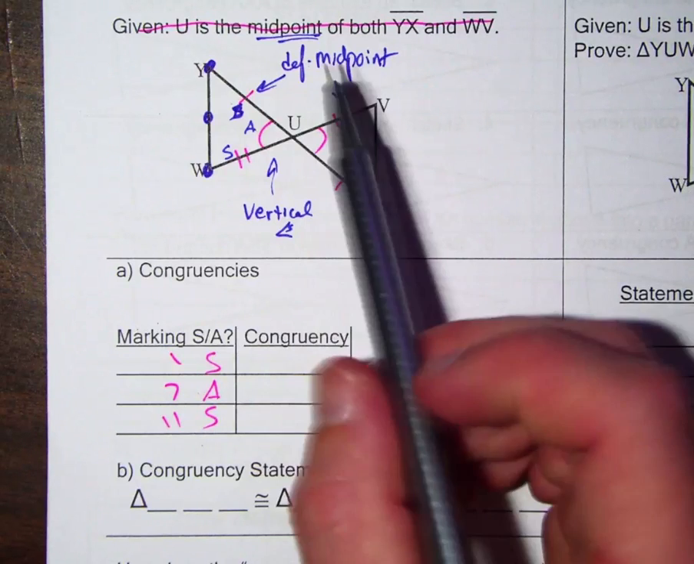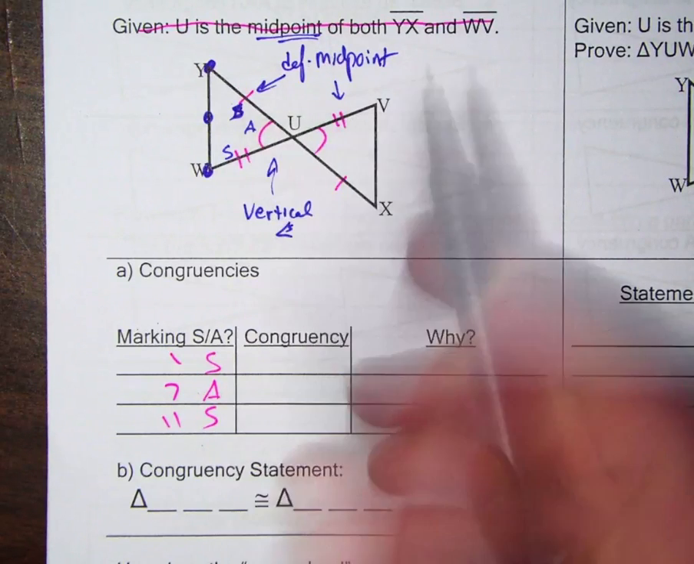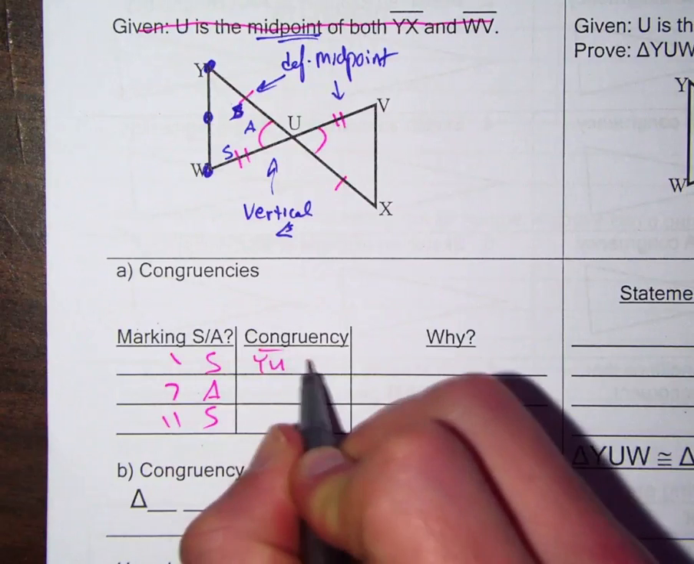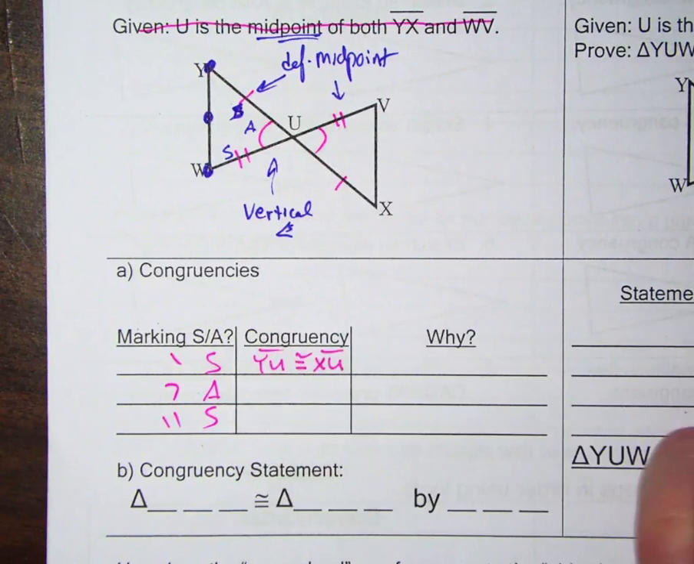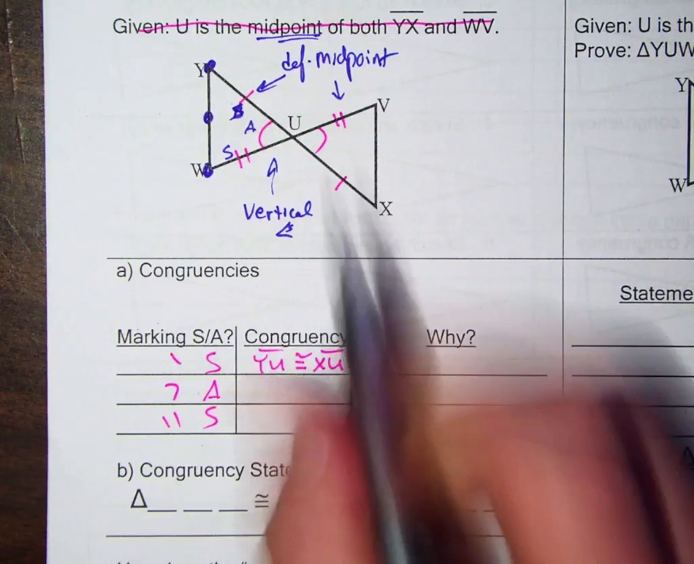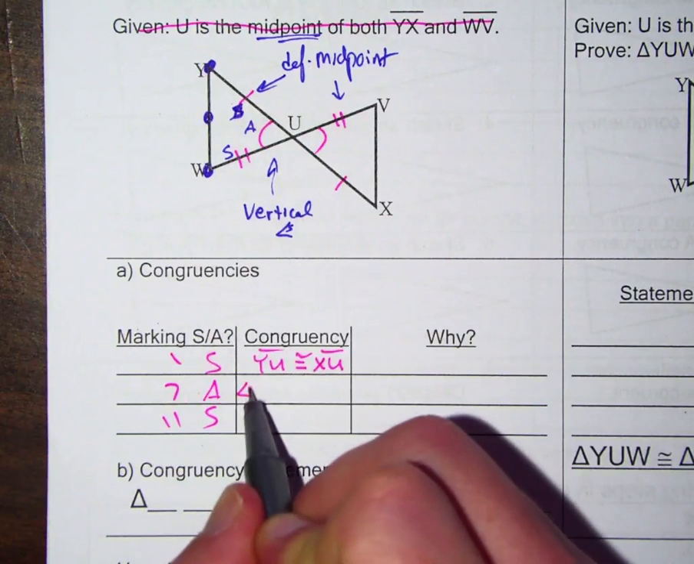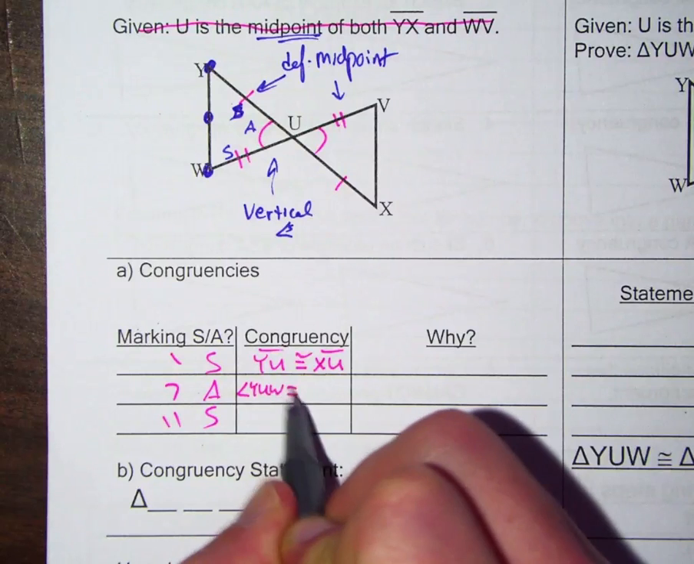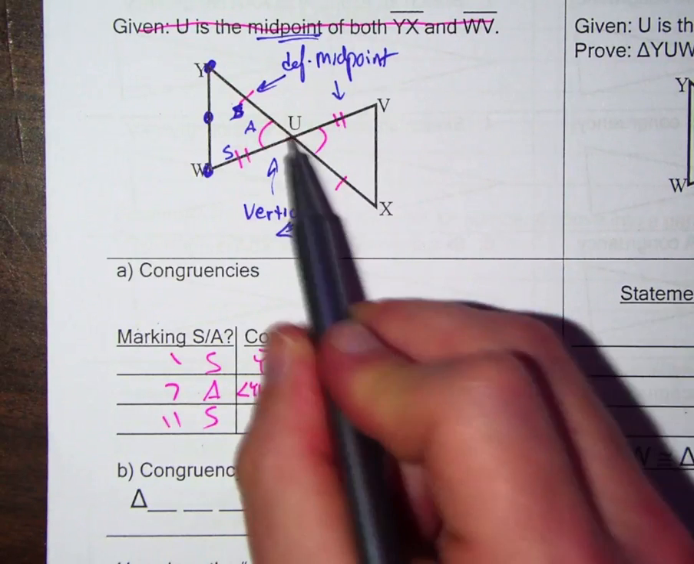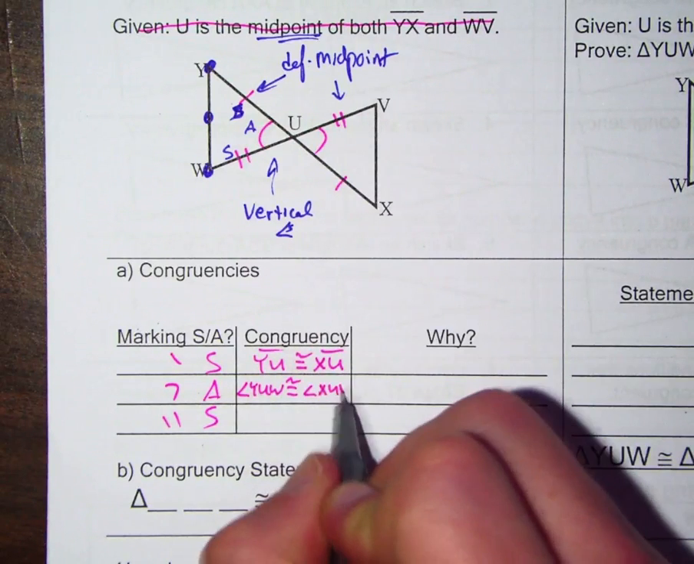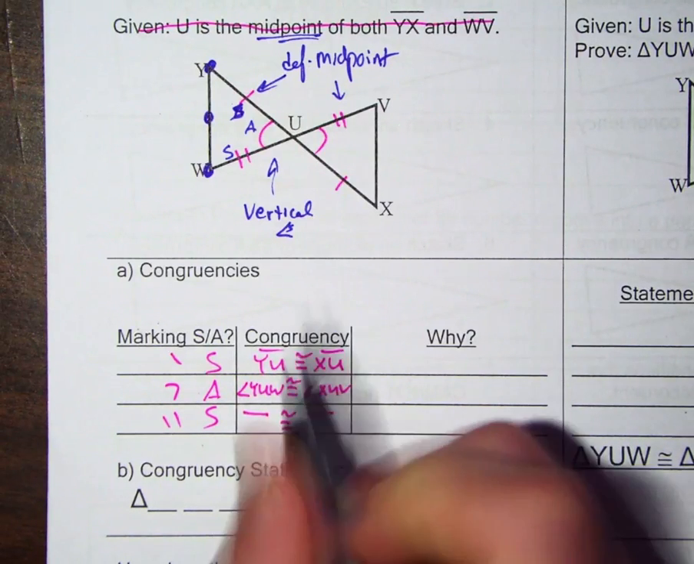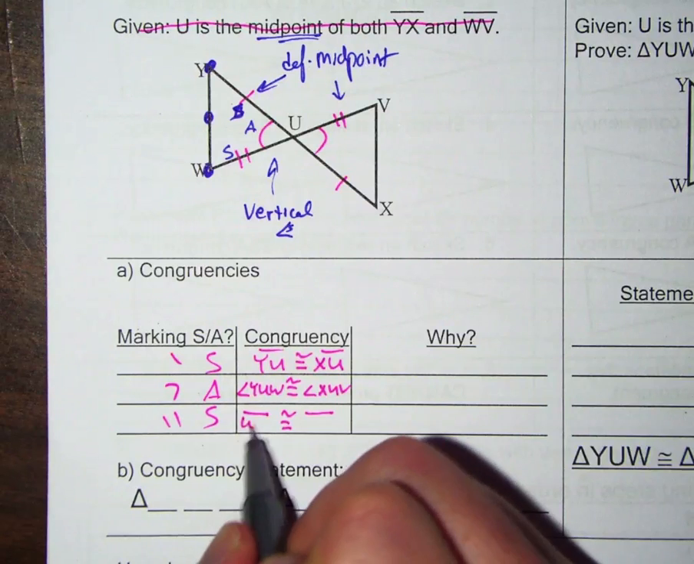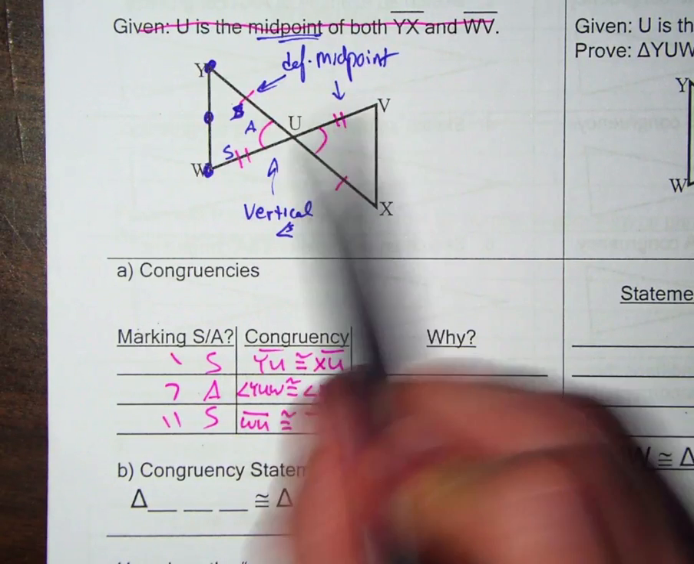Here I go. Let's go with segment YU is congruent to segment XU. Watch your order. Angle YUW is congruent to angle XUV. And finally, segment WU is congruent to segment VU.